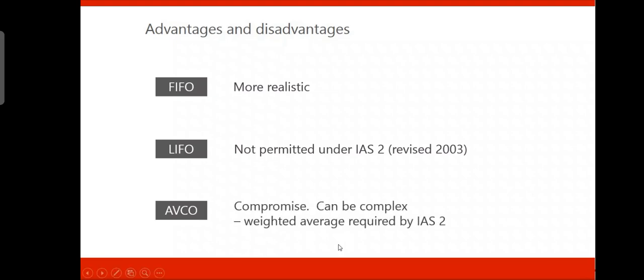So here we have the weighted average method, advantages and disadvantages. We say that FIFO is more realistic. Yes, obviously it makes more sense. First in, first out. That's a very natural arrangement. LIFO is not permitted under IAS 2. Of course, this is your weighted average method. It could be complex, but the weighted average method is required by IAS 2.